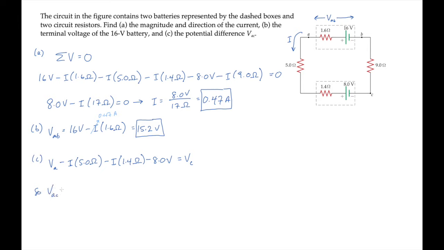VAC is then the voltage at A relative to point C. We can combine all the like terms. Again, substitute the current I, 0.47 amps, and find that VAC is 11.0 volts.